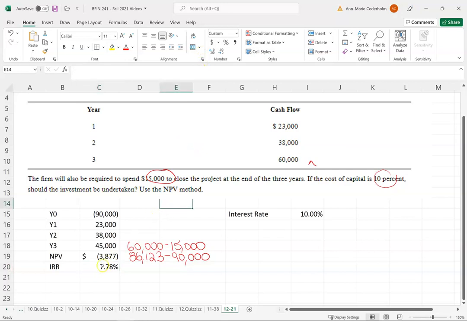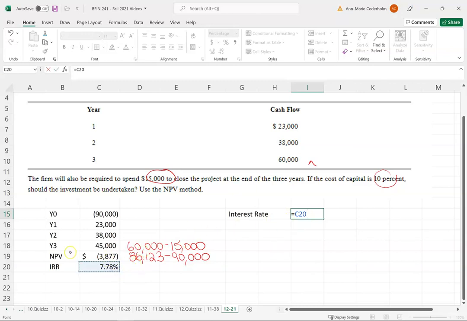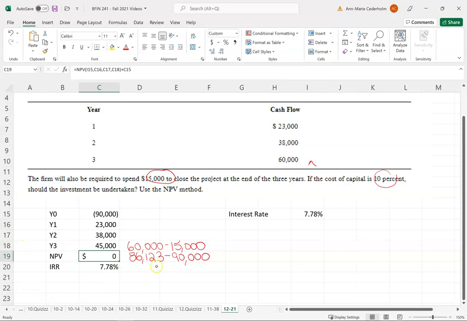So essentially, this is the rate that will return net present value to 0. So just to prove that to you, what I'm going to do is change this interest rate and just make it the IRR rate. Now remember, we have this interest rate linked to the NPV calculation. Now look what happens to NPV. Ooh, it goes to 0. So the rate is 7.78%. That brings that NPV to 0.